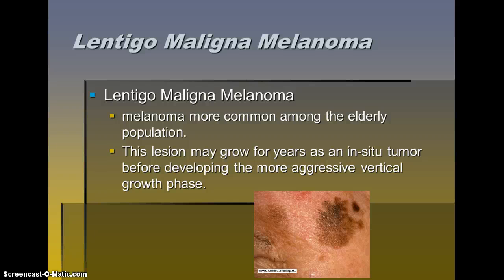Lentigo maligna melanoma is often among the elderly population. You even hear these sometimes called age spots or sunspots. This lesion may grow for years as an in situ, meaning a encapsulated tumor, before it ever develops into a more aggressive phase. So what we often do is we watch these.